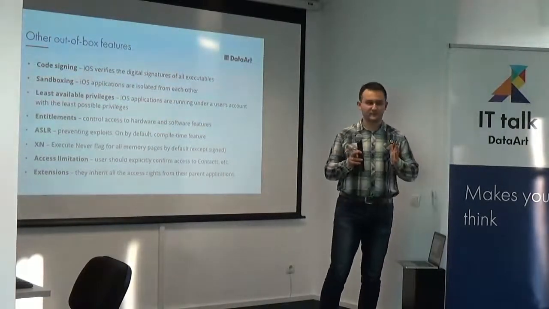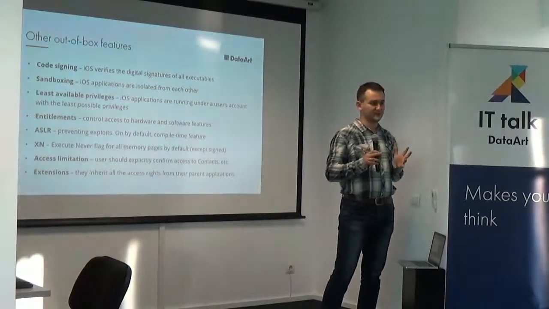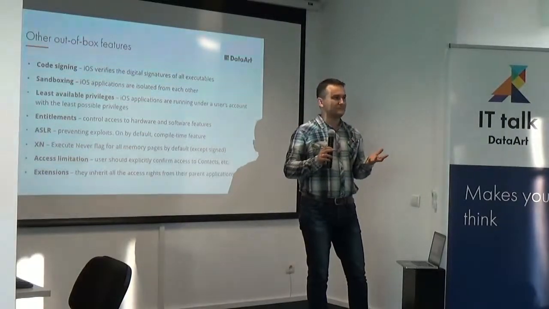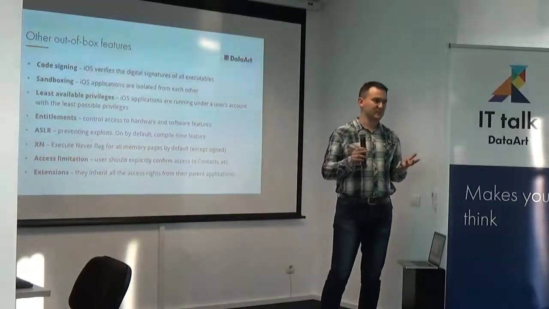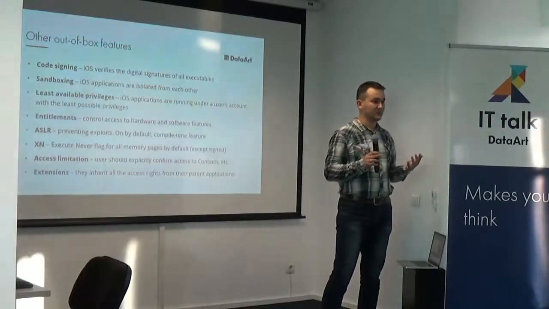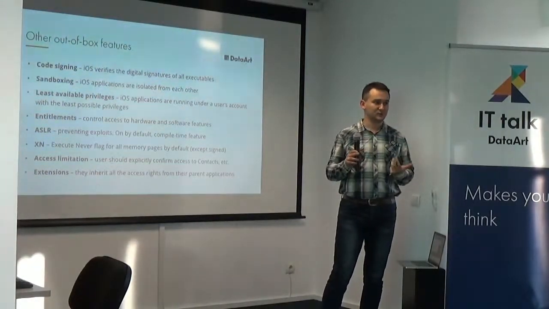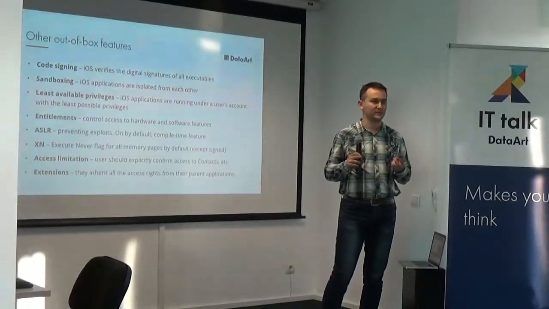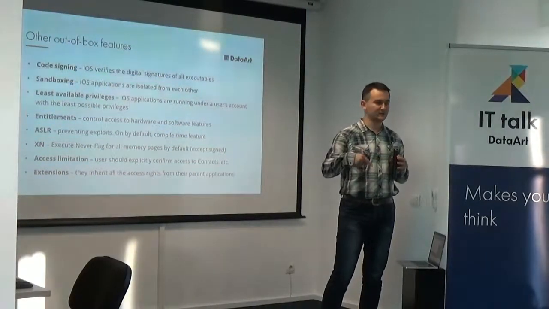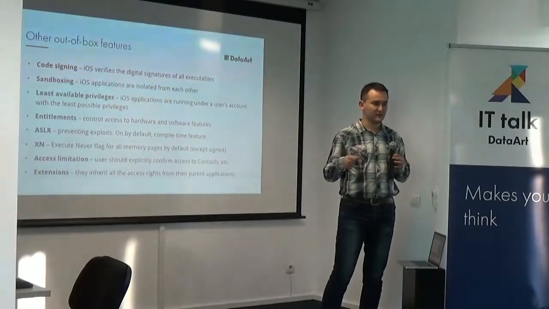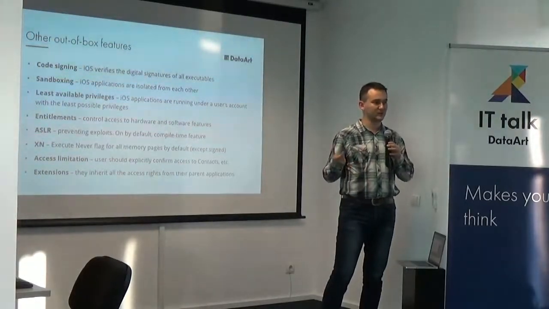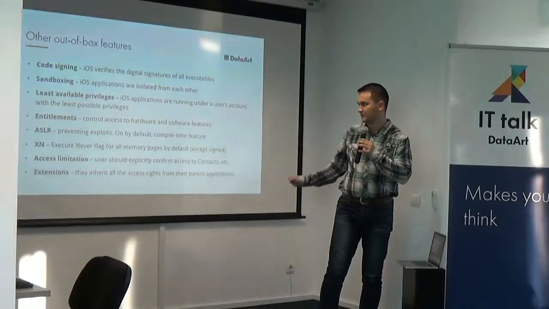Okay, what other features do we have which are built in? Sometimes we don't even pay any attention to them because they are usual for us. The first one is code signing. It prevents us from running any unauthorized code. iOS checks digital signatures of the files. If you're registered as an Apple developer, then your personal certificate is signed using the Apple certificate's private key. And the system knows the public key of this Apple certificate, so it will be able to validate your digital signature on the code you've produced.